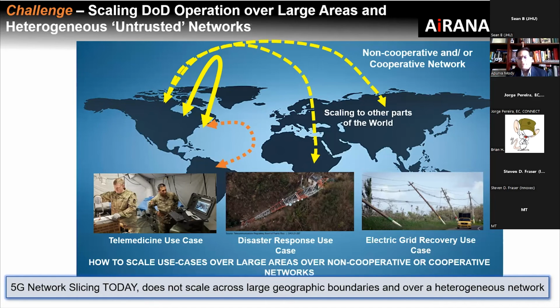And you might have operations going on, like for example a telemedicine use case, or a disaster response use case, or an electric grid recovery use case. So there are so many different operations, humanitarian and non-humanitarian, and you have to figure out how you can orchestrate and guarantee that quality of experience.